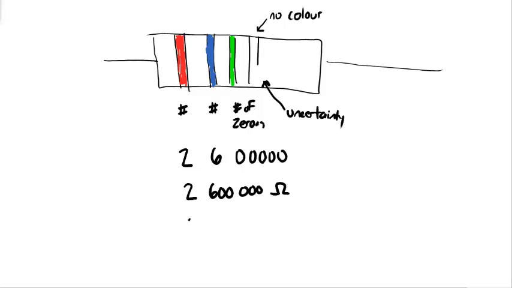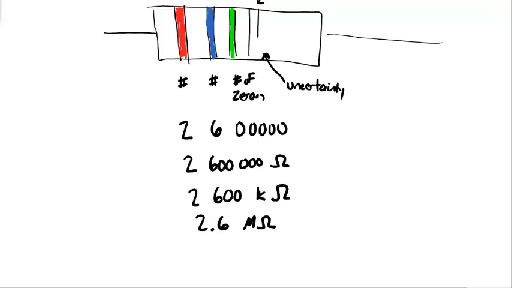Now, we tend to use prefixes. The most common prefix actually is the kilo ohm. So this could be 2,600 kilo ohms, or we can use the mega prefix, 2.6 mega ohms. Now, we have this uncertainty, so we add plus or minus 20%. For uncertainty, if you see gold, it's plus or minus 5%, silver is plus or minus 10%, and if there's no color there, or no band at all, and they're kind of drawn in the band, but if all you see is 3 colors, that represents no color, that'll be plus or minus 20%.